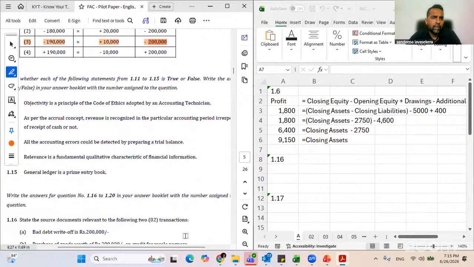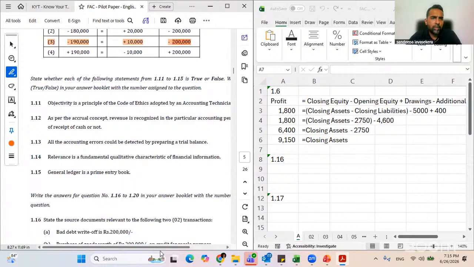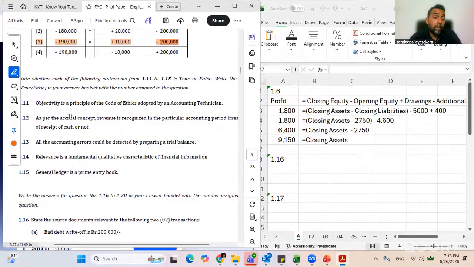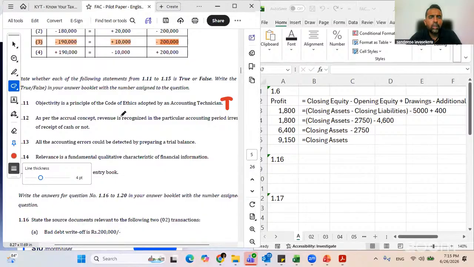Right. Look at the next item. True or false? Objectivity is a principle of the code of ethics. Yes, definitely. Objectivity is a code of ethics principle. So it's a true statement. Objectivity, confidentiality, integrity, these are the ethics.